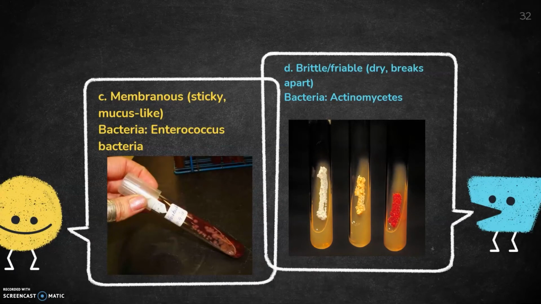Next is the membranous consistency. This is a sticky, mucus-like consistency that represents the Enterococcus bacteria in an agar slant. Next is the brittle or friable. The bacteria here in the agar slant is actinomycetes, and we can observe that the texture of the colony is dry and breaks apart.